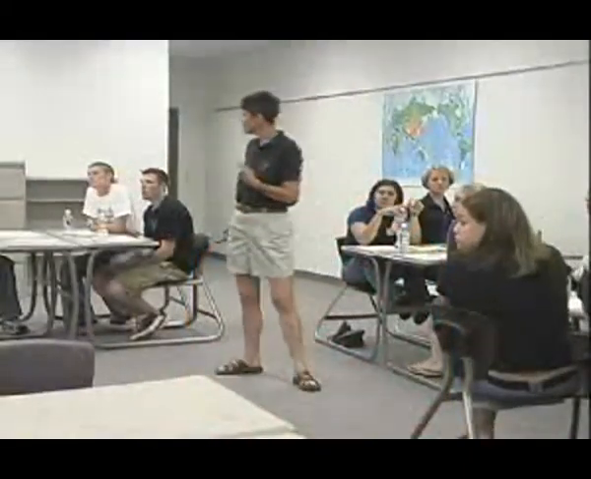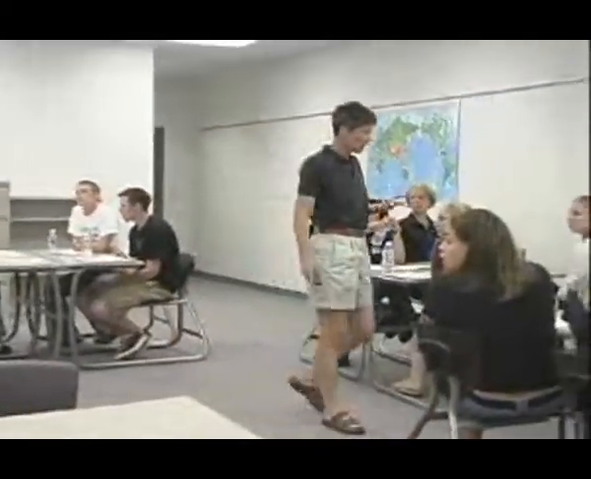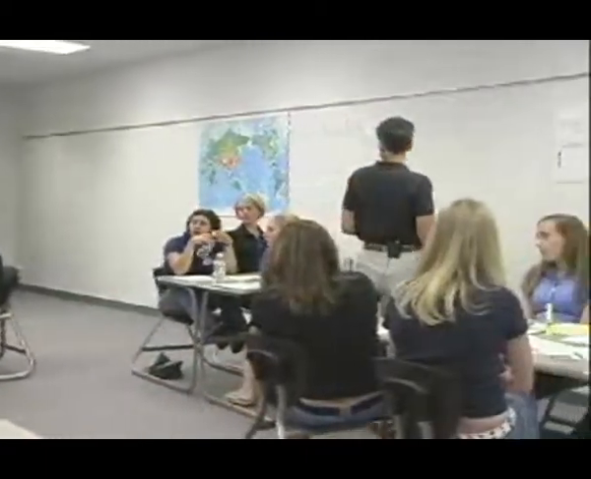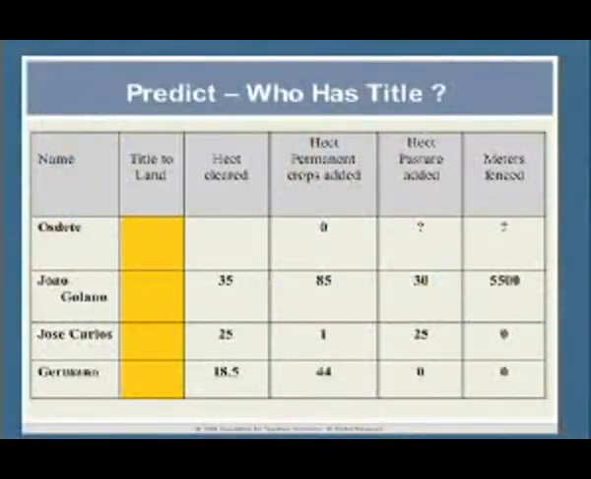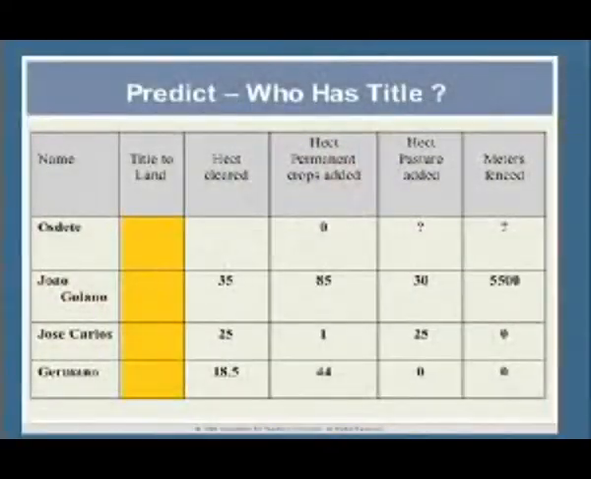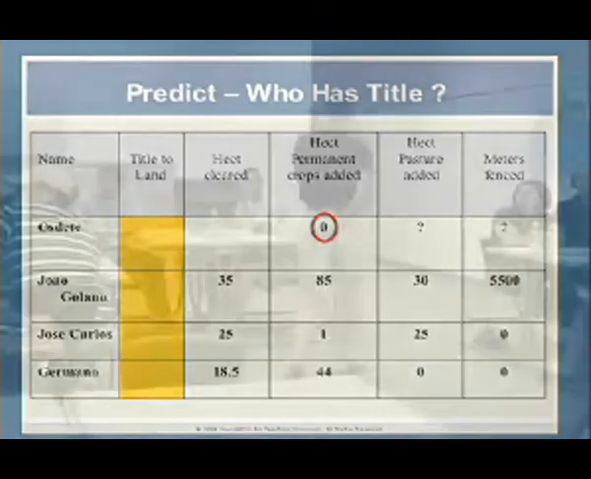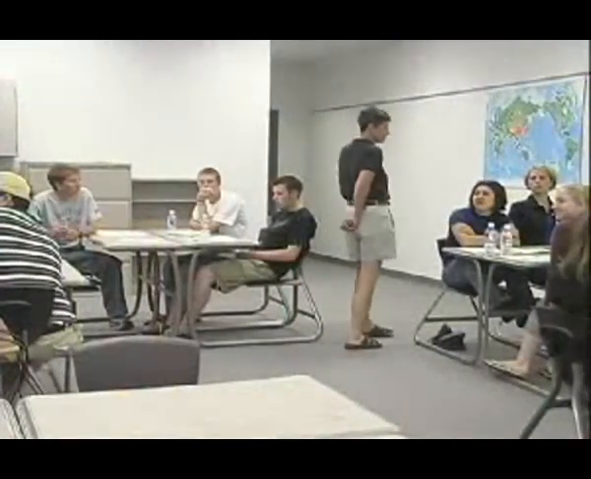What we want to do is to see if what we concluded has value in making us able to predict things. All right? So here are 4 settlers that I did not have on your chart. And I want you to tell me, based on the data here, whether or not this person has title to his land. So the first one is Osdate, and all we know about him is that he didn't clear any land. So do we think this person has title or not? Probably not. All right, we don't see a whole lot of evidence of investment here, do we? Okay? All right, so does he have title?